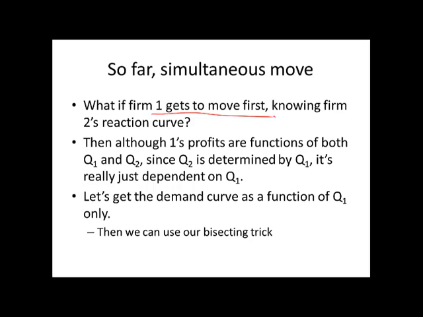So let me say it kind of clearly. Although 1's profits are functions of both Q1 and Q2, since Q2 is determined by Q1, it's really then just dependent on Q1. So in effect, firm 1 is controlling everything when it moves first, knowing how the other firm will respond to its choices. And given that, what we can do is we can get the demand curve for firm 1 simply as a function of Q1. And then just use our bisecting trick and find optimal output in the traditional way.